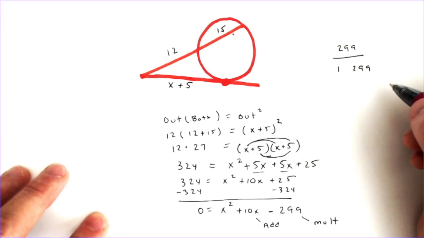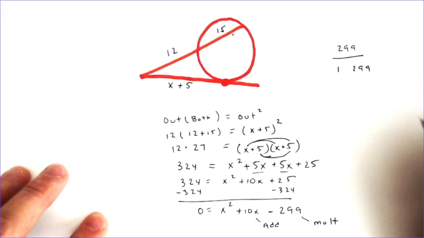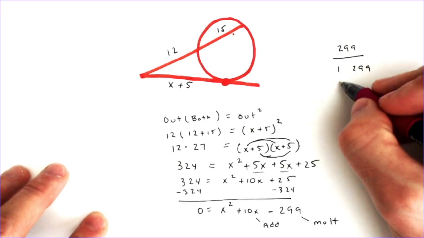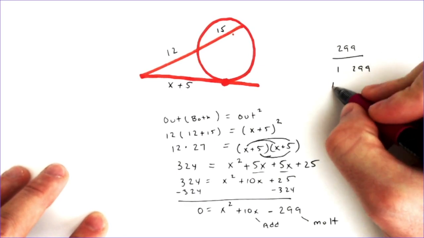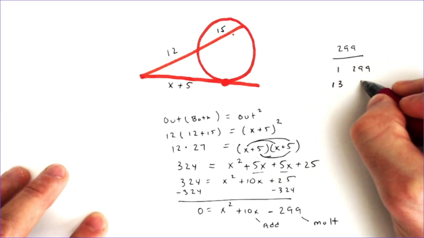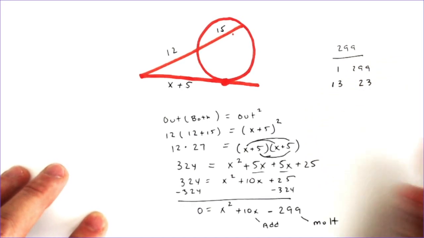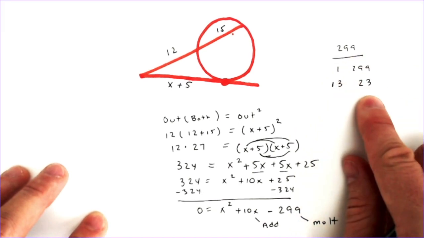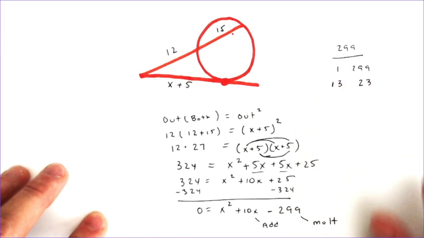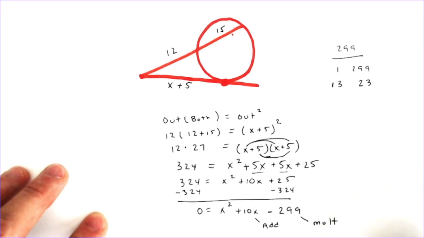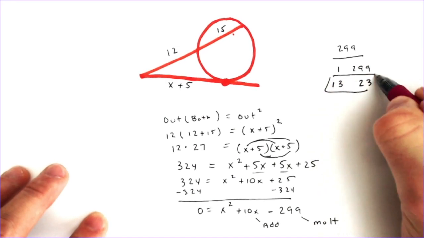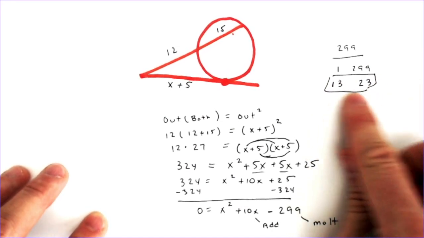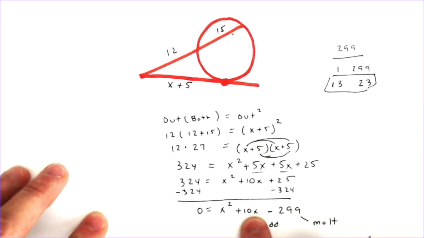But I'm going to tell you right now that this one does, in fact, if you keep dividing by 1, then 2, then 3, then 4, then 5, then 6, then 7, and keep going up, you can get it, and it will divide by 13 and 23. Dividing 299 by 13, you get 23, and 13 times 23 equals 299. Not only that, but if you subtract 13 and 23, we can get 10.